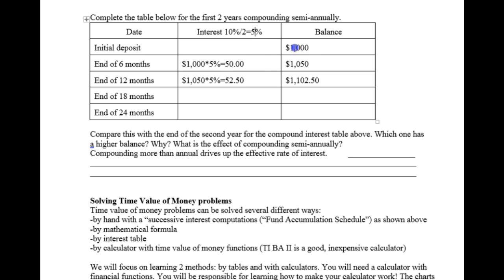You make your initial deposit, and at the end of 6 months you earn 5%, so you're at 1,050. Bring that down, hit it with another 5%, 10% a year, 5% now, and that takes you to 52.50 for a total of 1,102.50. You put this on pause and continue this chart for me for the next 2 periods.